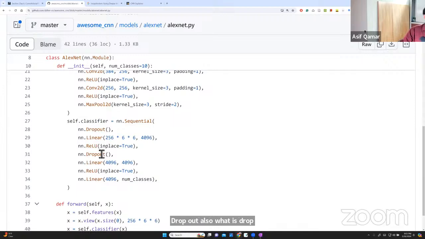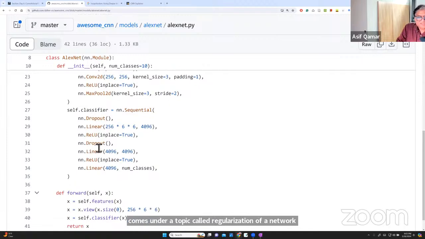Dropout means some of the neurons just ignore the output. Some percentage of neurons just ignore the output. It comes under a topic called regularization of a network. Now, there's a bit of a history to dropout, guys. When dropout was discovered 10 years ago, people thought they had a great way to do regularization.